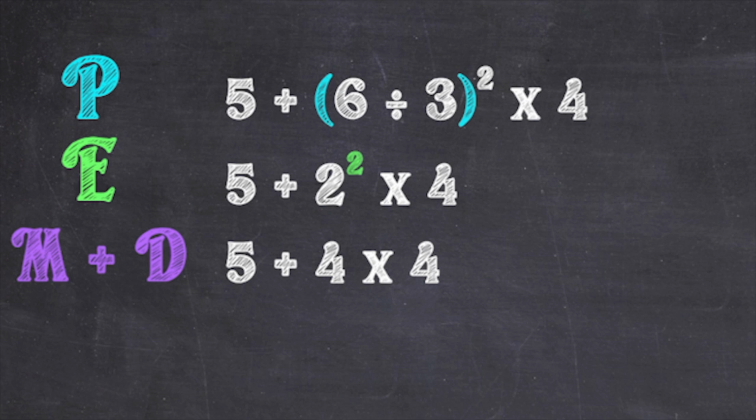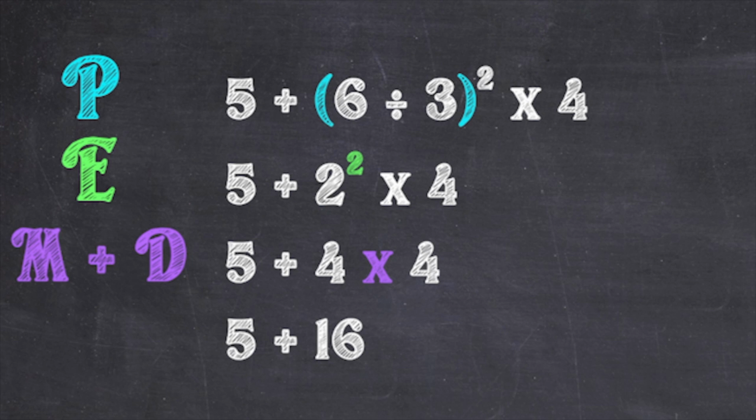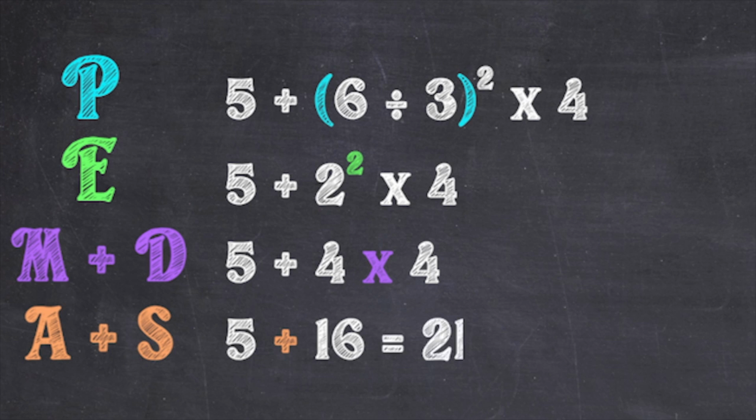Look, there's a multiplication sign between those 4s. 4 times 4 is 16. So let's write that down. There are no more multiplications or divisions in our expression, so we can move on to addition and subtraction. It looks like we just need to add up 5 and 16, which gives us 21. And by doing that, we're done.